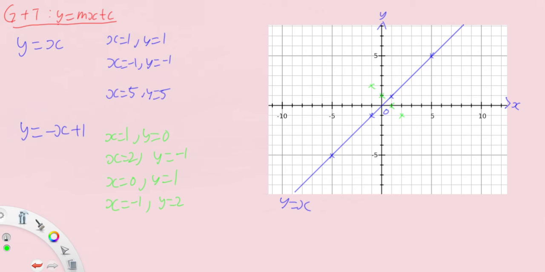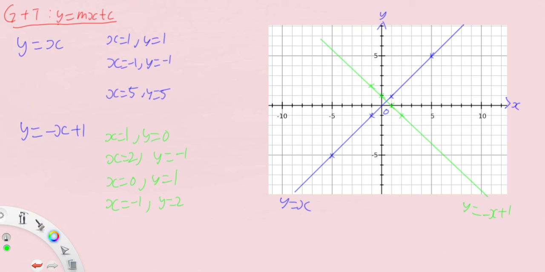From here, we pull our ruler again, and we notice that the line is now going downwards, instead of going upwards like y = x. But nonetheless, it is still a straight line. So I'm going to position my ruler perfectly because I have these markers, and there we go. That would be the y = -x + 1 graph.